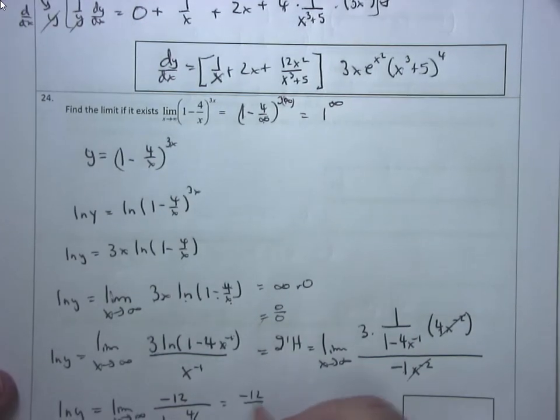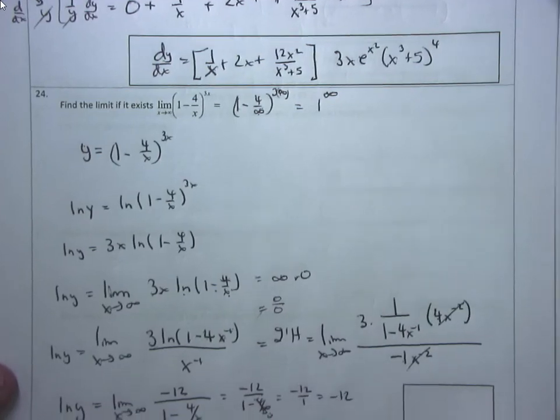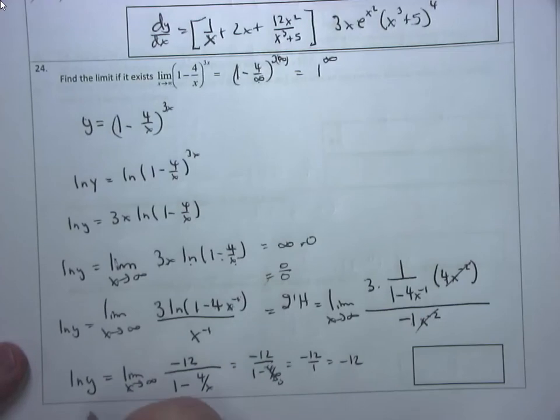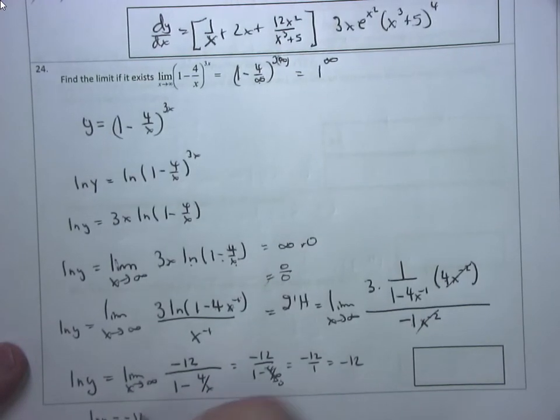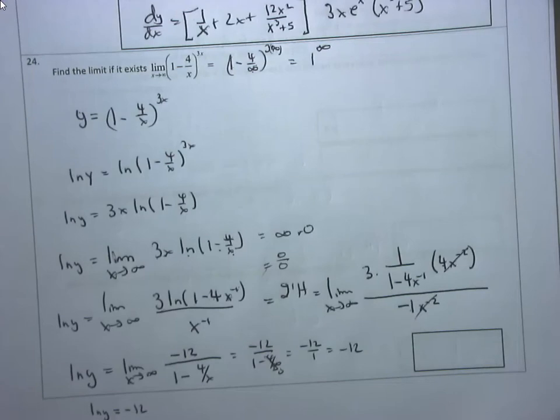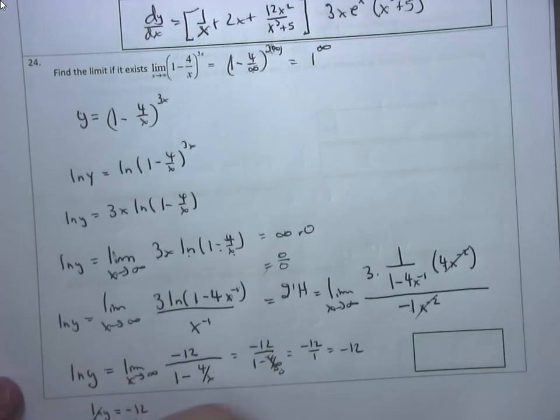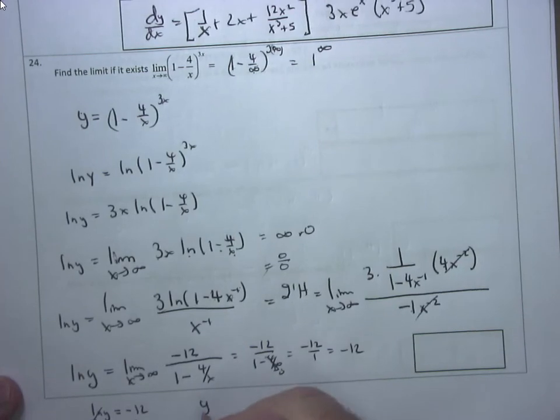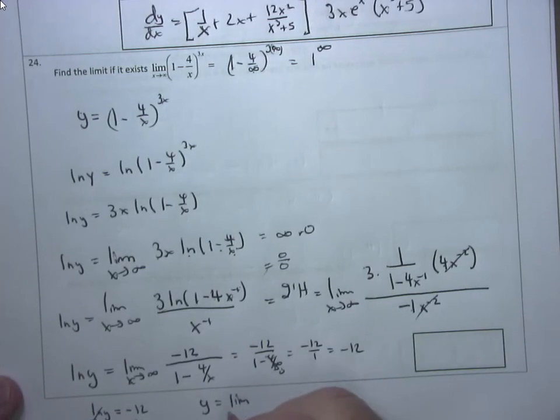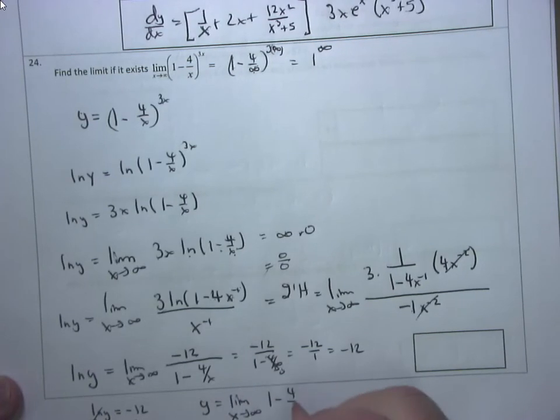So now you plug in infinity. This is negative 12 over (1 minus 4 over infinity). 4 over infinity is 0. This is negative 12 divided by 1, which is negative 12. But that's not my answer. That's the natural log of y equals negative 12, because you had to do natural log of both sides. What gets rid of a natural log? e to both sides. So I get y, which is the actual original function, the limit as x approaches infinity of (1 minus 4 over x) raised to the 3x, actually equals e to the negative 12.